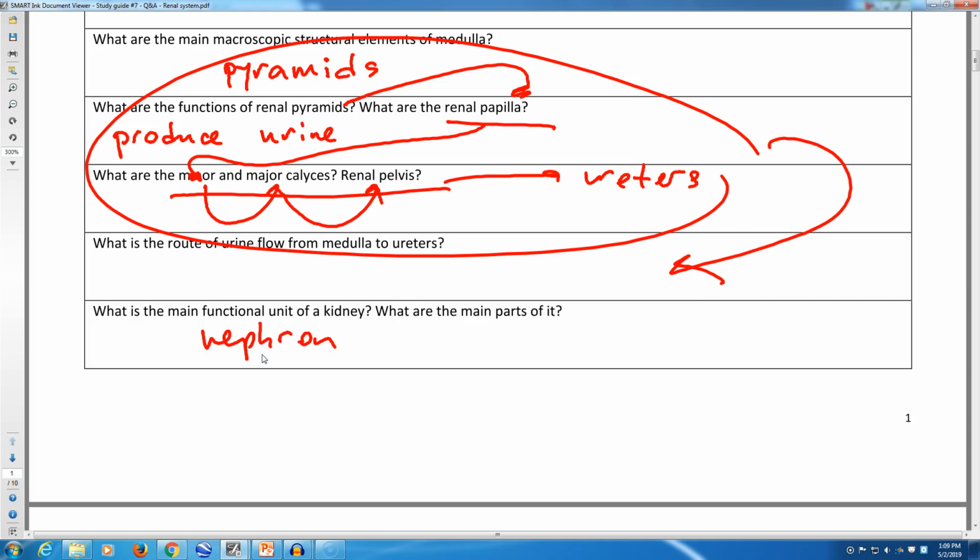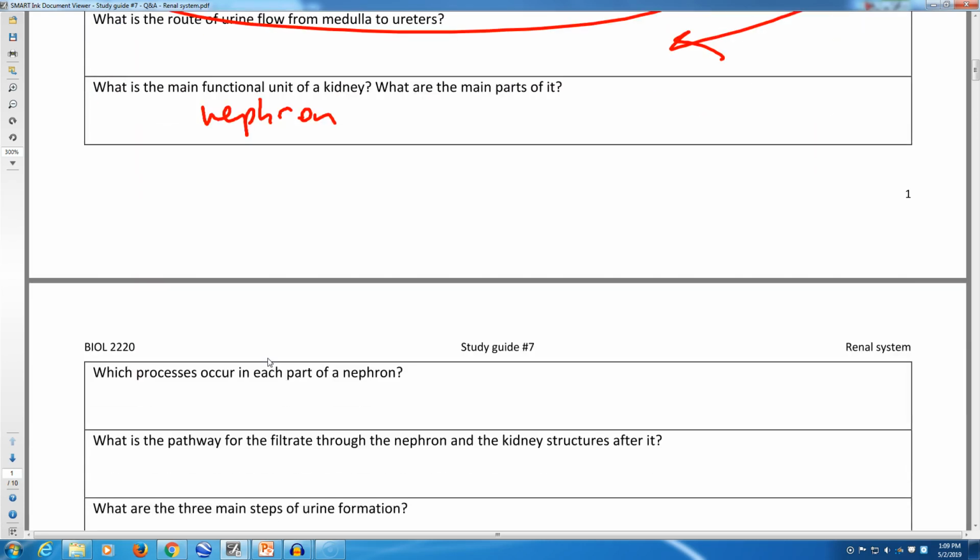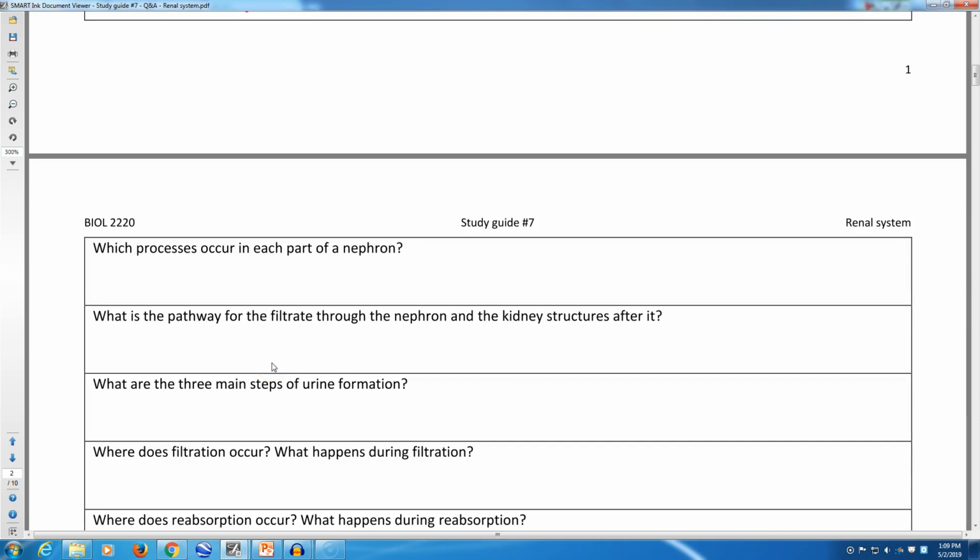Nephron is the main functional unit. Main parts: glomerulus, proximal and distal convoluted tubules, and nephron loop. Processes: know which process. Glomerulus is only filtration. Proximal convoluted tubule, nephron loop, distal convoluted tubule: reabsorption and secretion, I'm sorry.